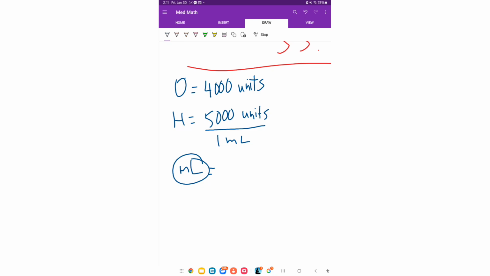Okay, so here's another question with units. So we're given the order is for 4,000 units subcutaneous. What's available, what's supply that we have is heparin 5,000 units per milliliter. How many milliliters should the nurse administer? I know the answer needs to be milliliter. I'm going to write that down first. And I recognize that we have milliliters right here.